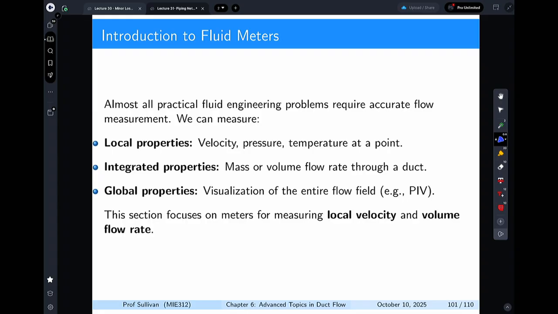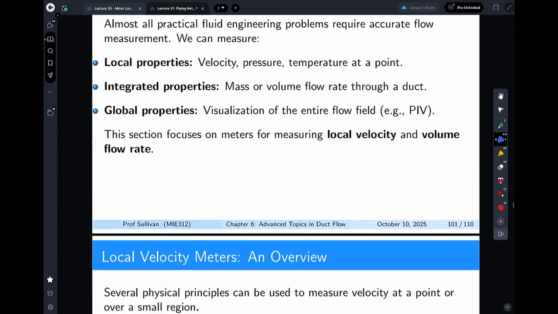So if you move forward from there, you have something that I've spent a great deal of time on. Velocity, you can measure flows, and you can do that with local properties, velocity, pressure, temperature at a point, integrated mass or volume rate through the duct. And the final section deals with local velocity and volume flow rate.